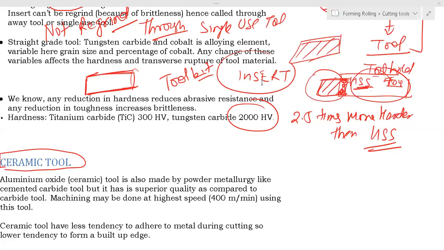Okay, fine. You cannot minimize. Okay, fine. So I will continue our ceramic tool. Shall we continue?